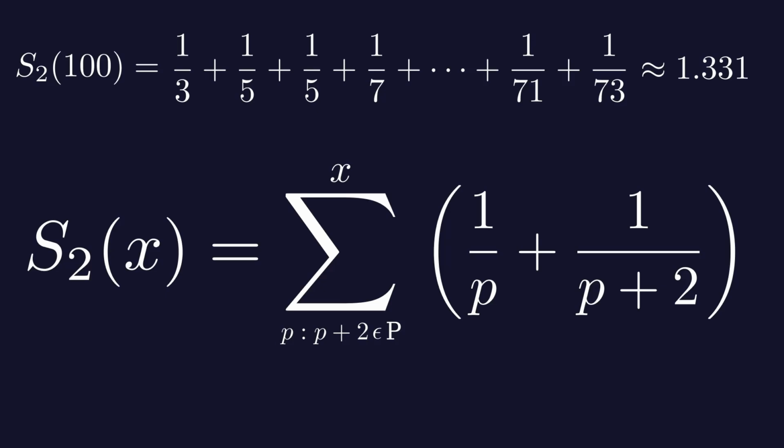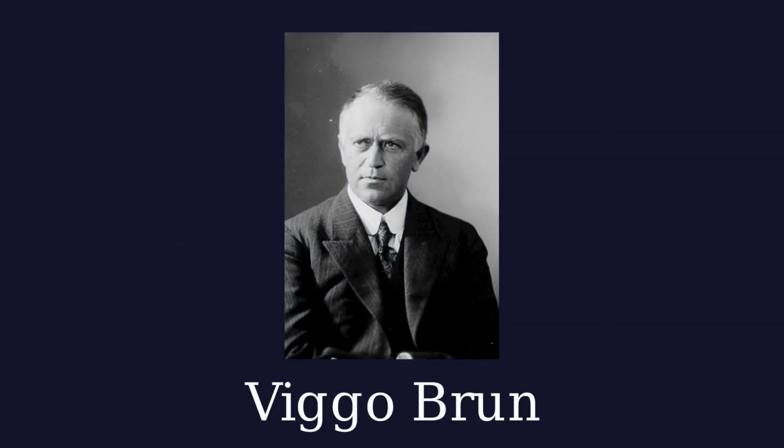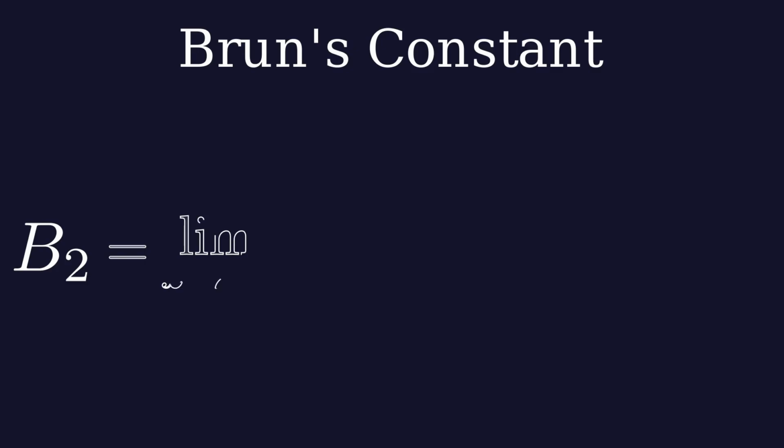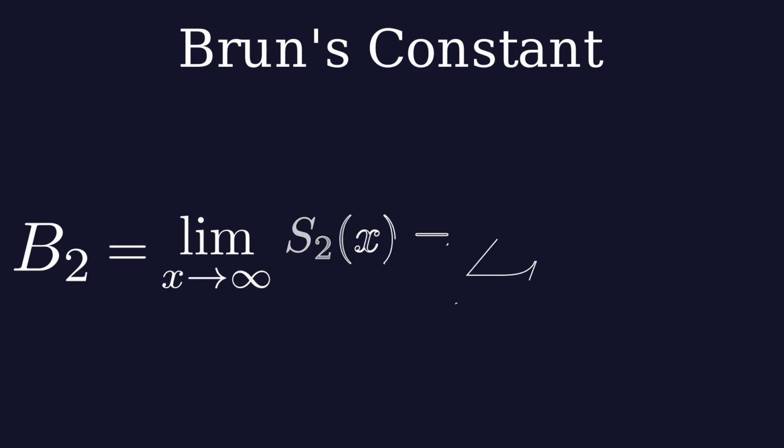The answer to the question of whether S2 of x converges or diverges was given by Viggo Brun in 1919. He proved that S2 of x converges to a finite value as x goes to infinity. This means that the sum of the reciprocals of all twin primes is a well-defined number, even though there may be infinitely many twin primes. This number is called Brun's constant, and it is usually denoted by b2. In other words, we can write b2 as the limit as x approaches infinity of S2 of x.